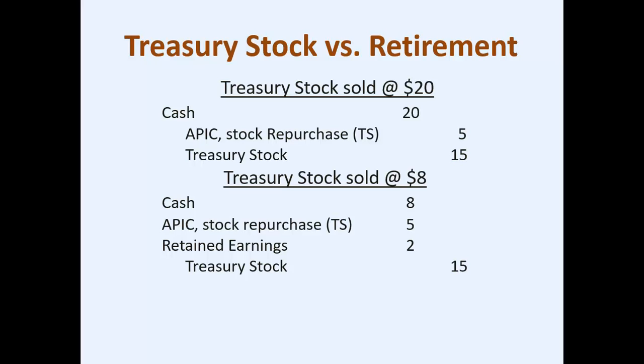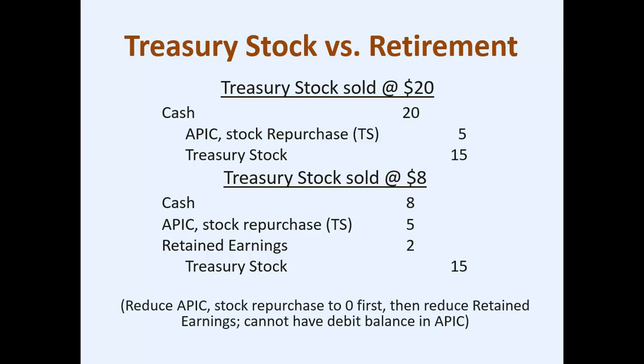Remember the classifications of equity. You have contributed capital and earned capital. So contributed capital is the capital stock. Earned capital is retained earnings, and some people call it a third category, but you can think of it as a fair value adjustment. That is the accumulated other comprehensive income. You reduce APIC first for stock repurchase to 0, and then any remaining loss is debited to retained earnings, not a loss account.